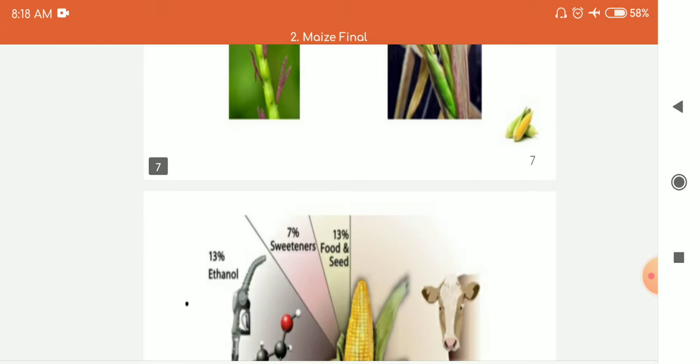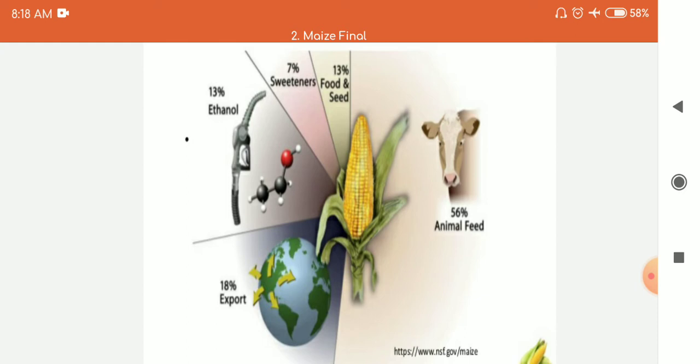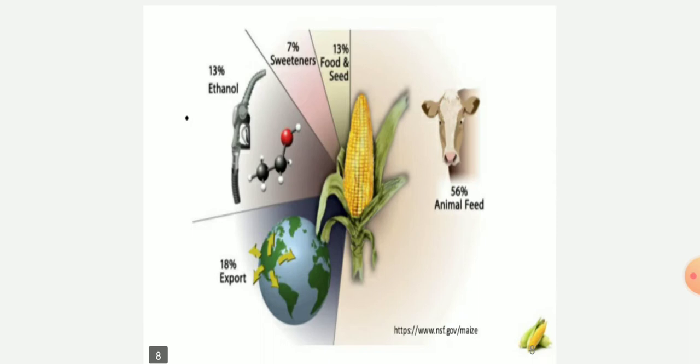The use of maize. You see the major use is as fodder, 56% is used as animal feed, and the remaining 44% includes food and seed purpose only 13%, sweeteners 7%, production of ethanol 13%, and export 18%.